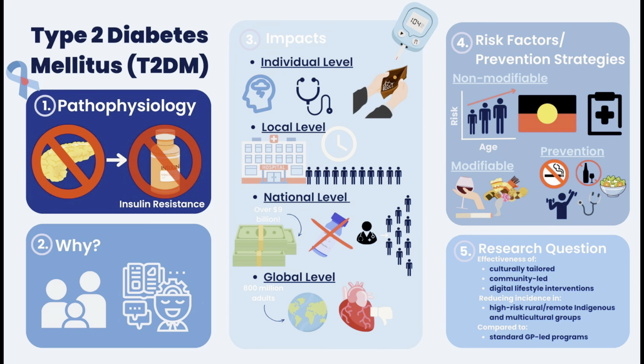The pathology of type 2 diabetes involves two main issues. Firstly, insulin resistance. This occurs when the body cells, such as muscle, fat, and liver cells, respond poorly to insulin, which stores glucose in cells to use as fuel. Secondly, beta cell dysfunction occurs when the pancreas progressively fails to produce sufficient insulin to compensate for this resistance, causing chronic hyperglycemia, also known as high blood sugar.